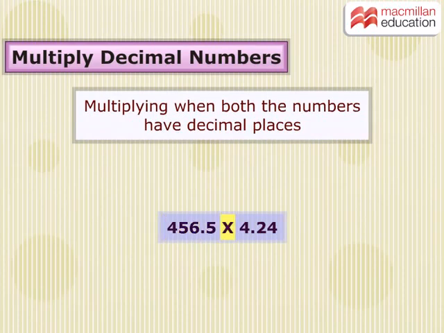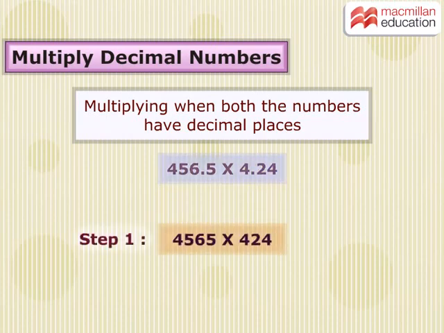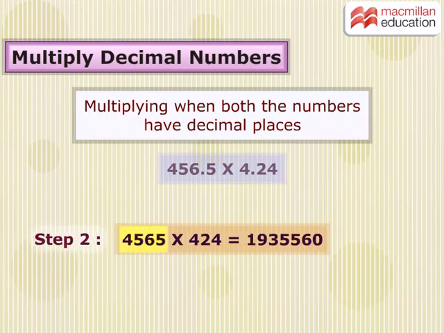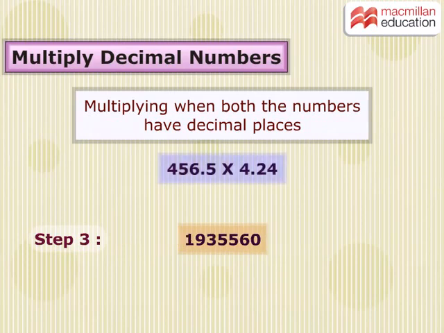456.5 into 4.24. Step 1. Multiply normally, ignoring the decimals. Step 2. 4565 into 424 is equal to 19,35,560. Step 3. Put the decimal back.